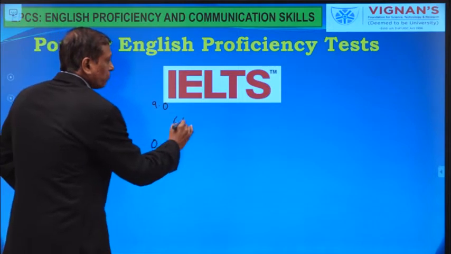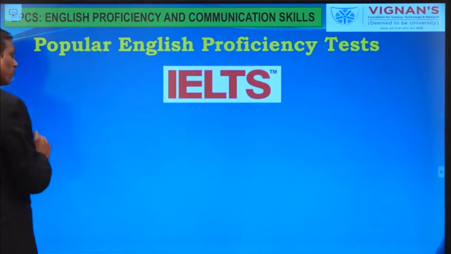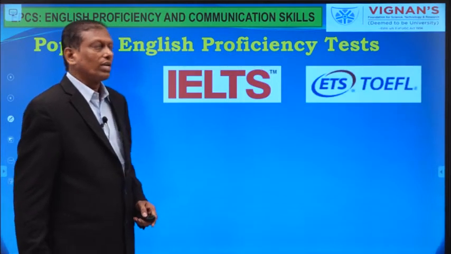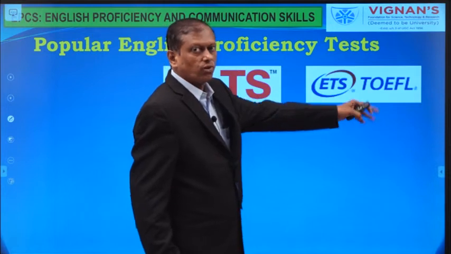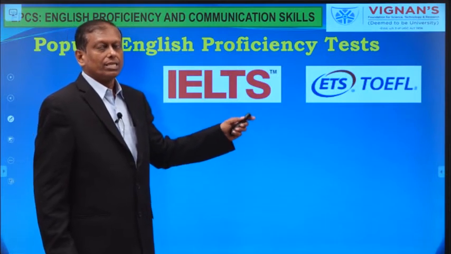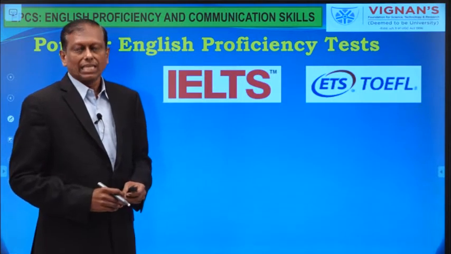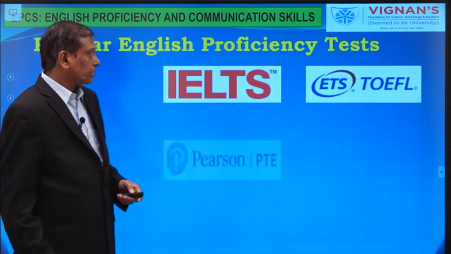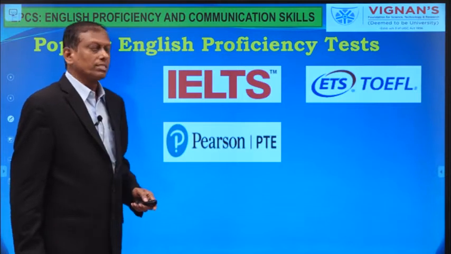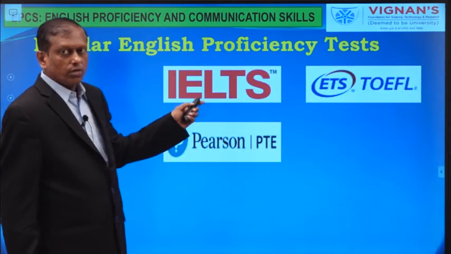Generally, 6.5 would be considered as the minimum score required for any candidate. And the next popular test is TOEFL, Test of English as a Foreign Language. Most of the American universities and American companies consider this test score as a parameter to select the students or the employees. The most recent one, and now it is becoming popular, is Pearson's PTE, that is Proficiency Test of English.